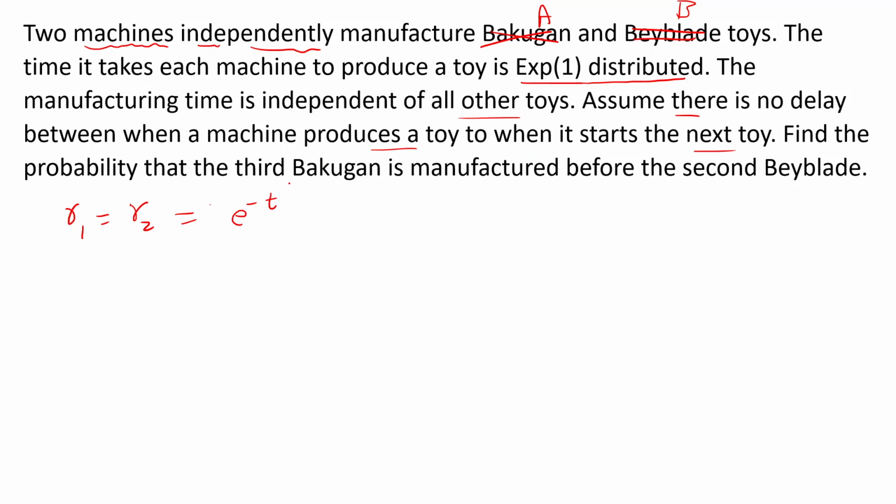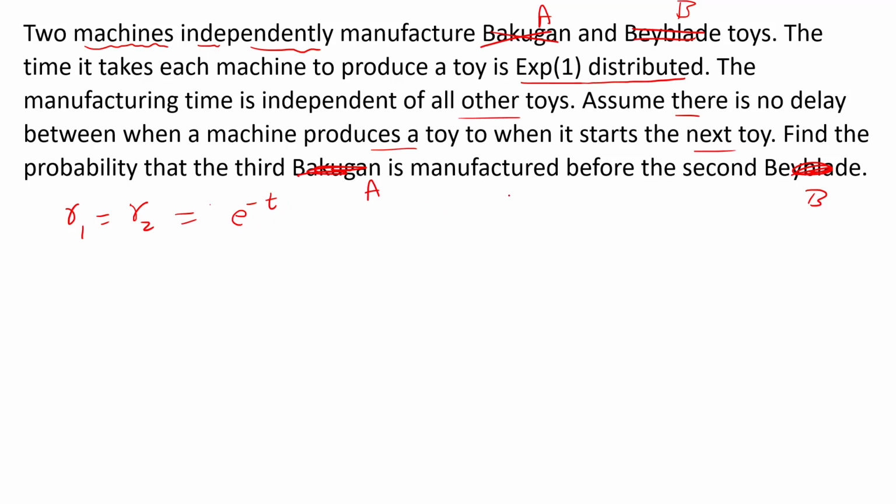Find the probability that the third toy A is manufactured before the second toy B. Now this is not an easy question. If the rates were exp(2) and exp(4), then we would not have been able to solve this so easily. We would have needed computers and some complicated integrals. It does not really matter what the rate of manufacturing is; as long as it is the same, this question can be solved very easily.